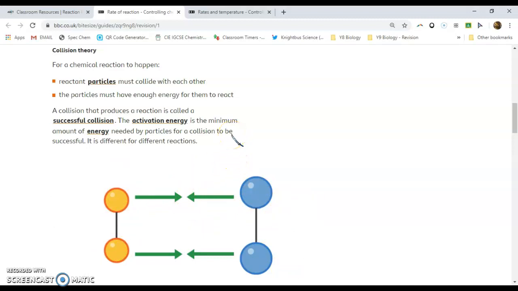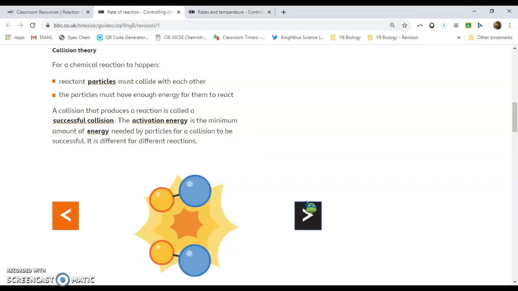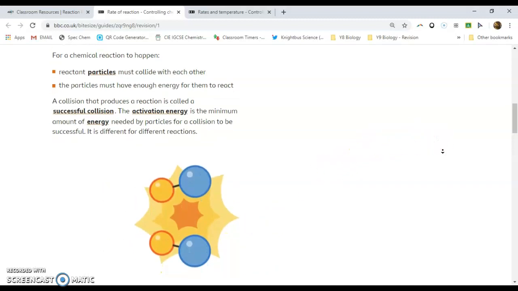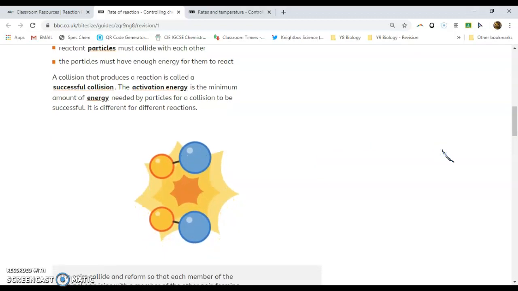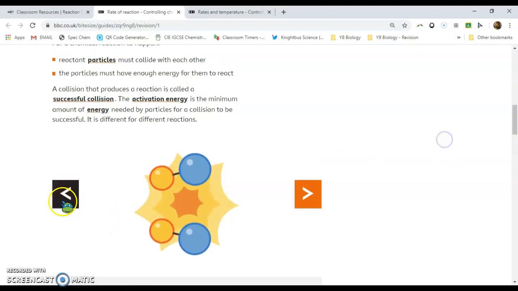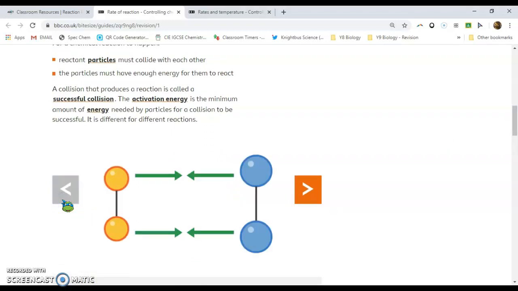For a chemical reaction to take place, we imagine as chemists that these reactant particles, these are what you start off with, so this could be one of the chemicals in the reaction, and the other chemical could be on the right-hand side, must collide with each other. And what we also need to understand is that the particles must also have enough energy for them to react. Because if they just collide with each other, there's no guarantee of an automatic reaction, a successful collision, okay? So there's two things that we have to understand for collision theory.